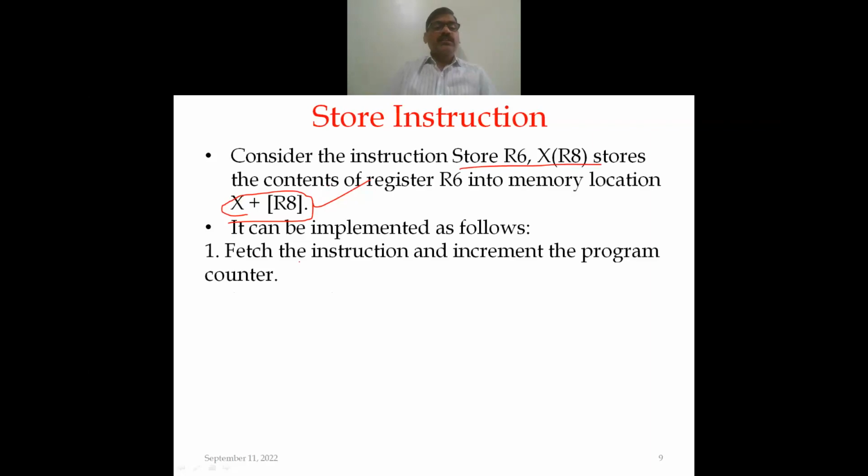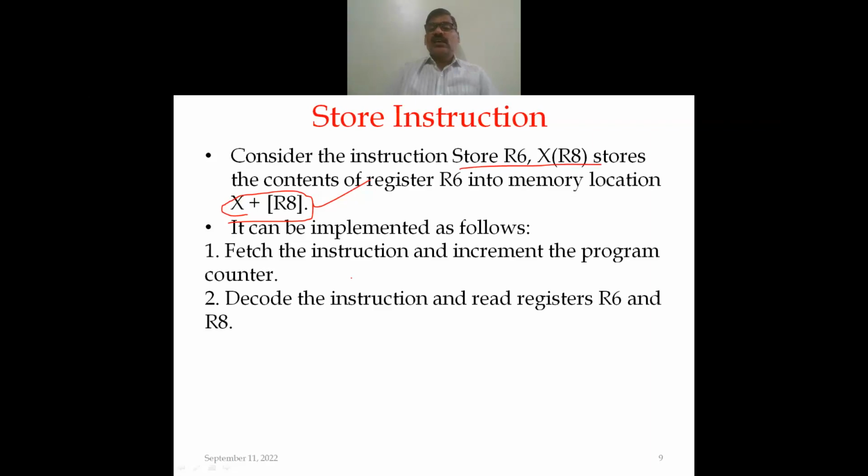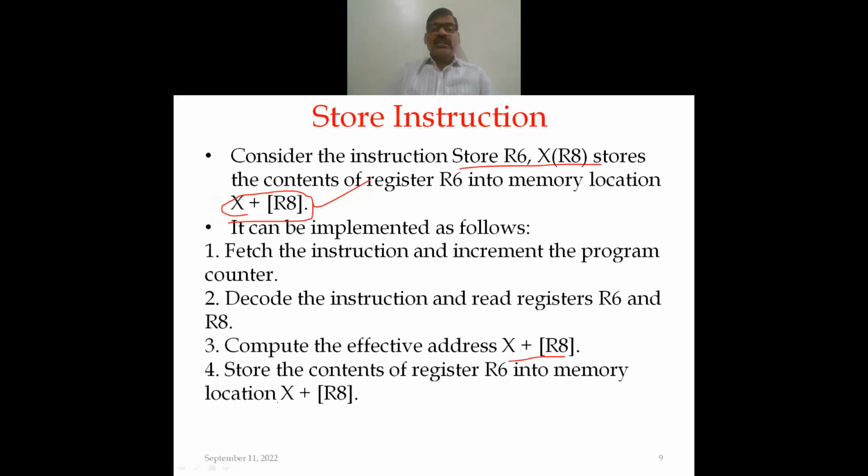So the first step is we have to fetch the instruction and then increment the PC. Second step is decode the instruction and read the register contents R6 and R8. Third, compute the effective address, which is equal to X plus contents of R8. Then the fourth step is to store the contents of R6 register into the memory location. Fine. Once it is done, in the fifth step, no action is needed. So these are the 5 steps which we execute for the store instruction.